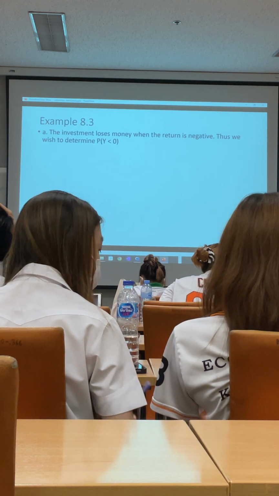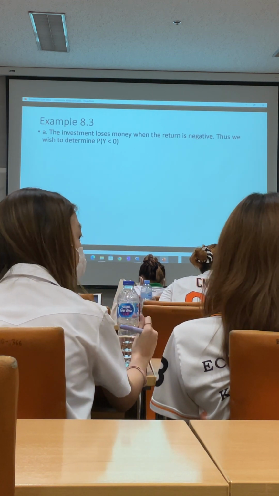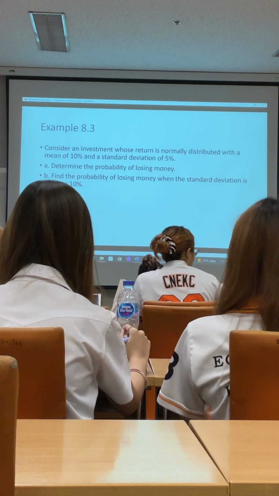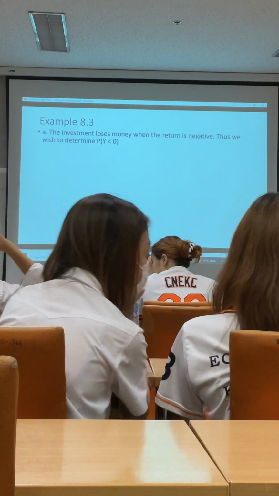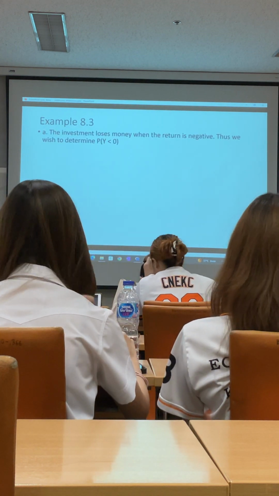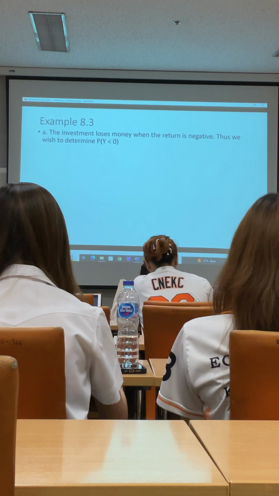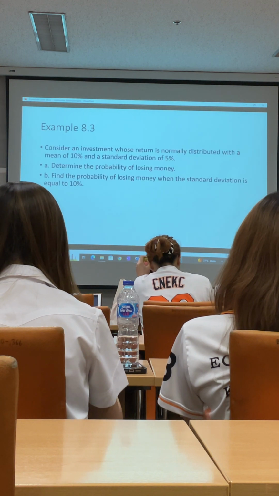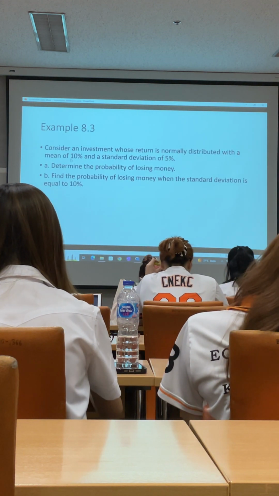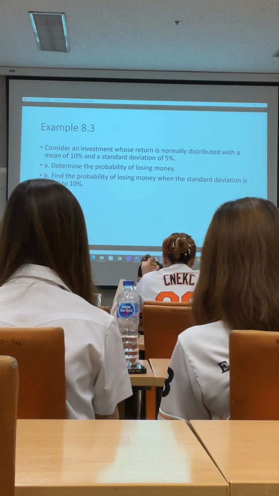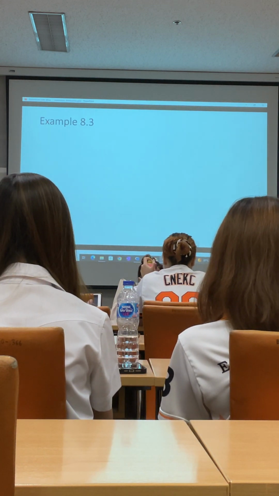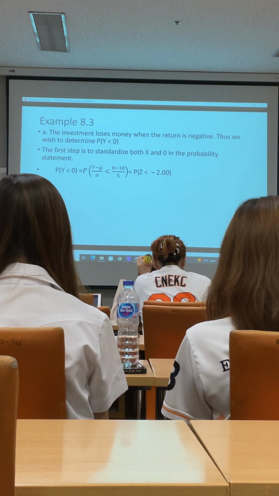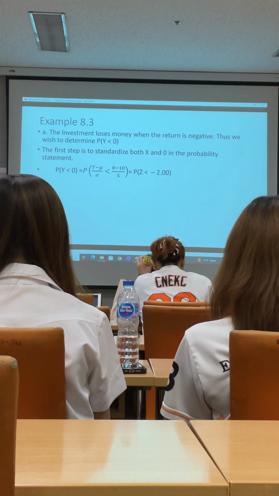The investment loses money when the return is negative. So when you're asking the first question, determine the probability of losing money, it means that we want the probability of Y less than 0. Y is a random variable, and the mean of Y is 10%. We want the probability of Y less than 0.